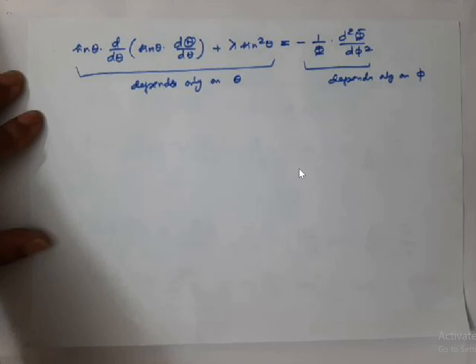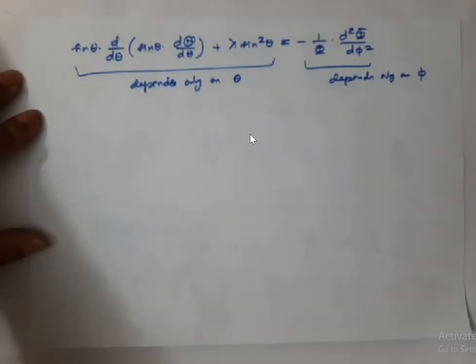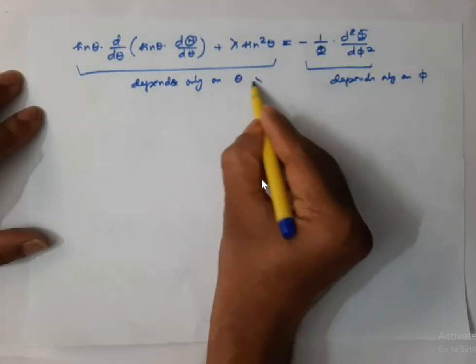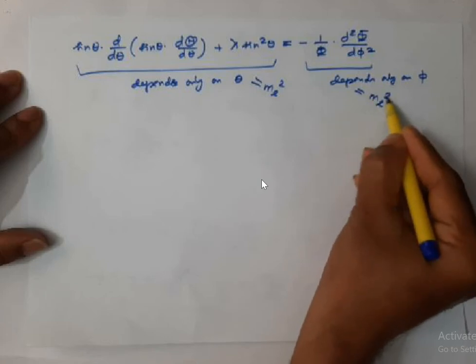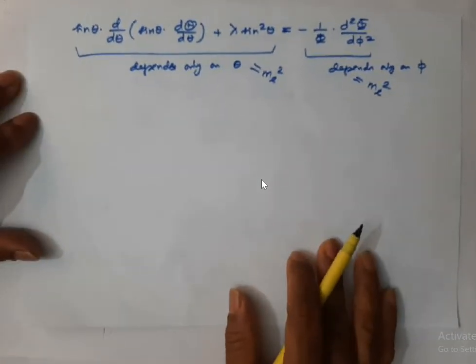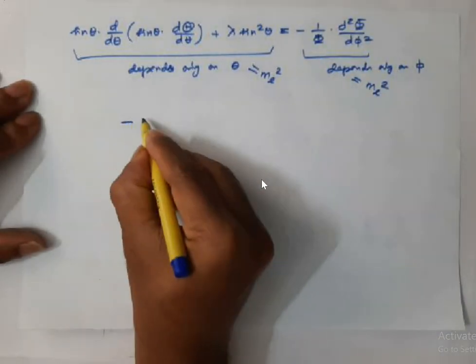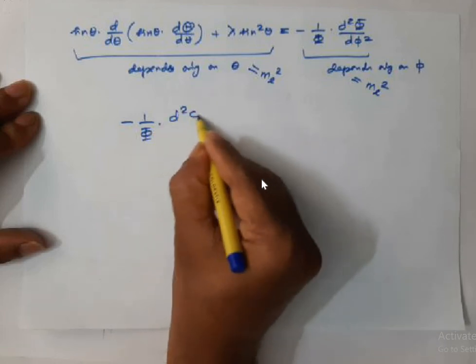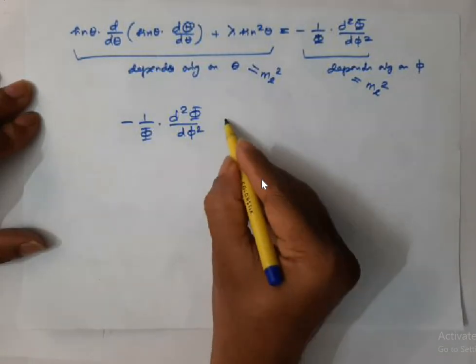Let me take that constant as m_l square. I'll equate the left hand side and right hand side to the same constant m_l square. So if I equate this to m_l square, minus 1 by Phi into d square Phi by d phi square equal to m_l square.